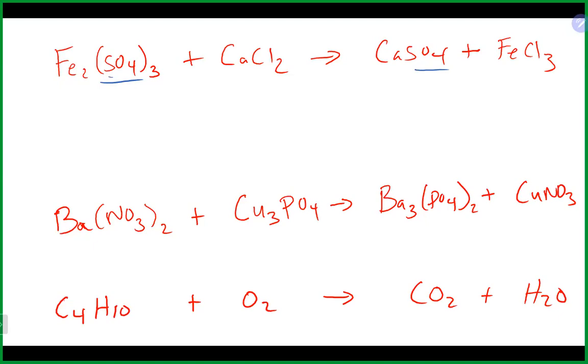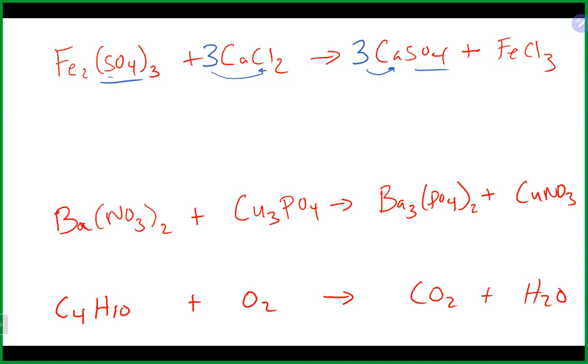So that's a really good place to start. I have 3 of the sulfate on the left and 1 on the right, so I could go with a 3 here. That then affects directly my calcium, which is where I want to go next. I've got 3 calciums, only 1 on the left there, so I'm going to put a 3. That then directly affects the chlorine and gives me 6.